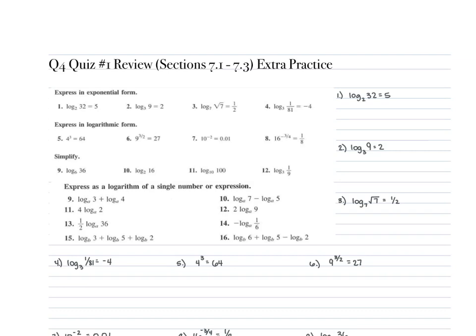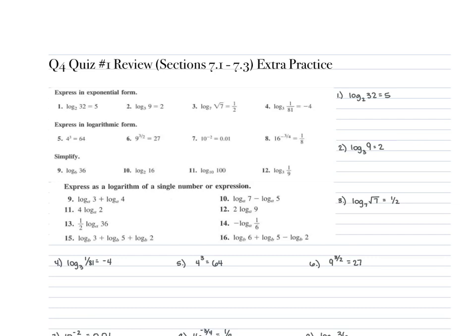Quarter 4, Quiz 1 Review, Sections 7.1 to 7.3, Extra Practice Solutions. Alright, so these are solutions to extra practice problems for your quiz for 7.1 to 7.3. The majority of these questions are just going over your rules, so that way you have that reiteration if you see these questions on your quiz.